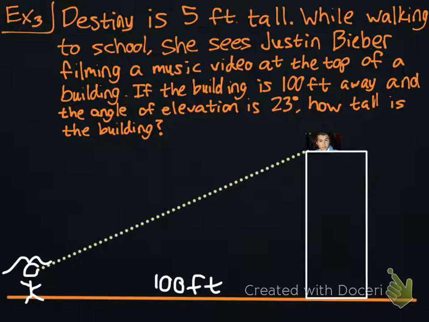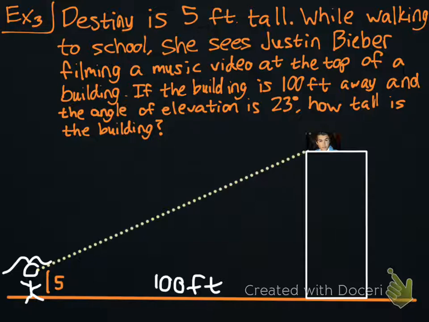So the building is 100 feet away, and the angle of elevation is 23 degrees. Well, we also know that Destiny is 5 feet tall, right? Let's just draw a line here. Destiny is 5 feet tall.